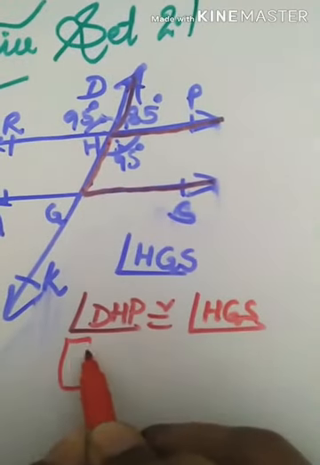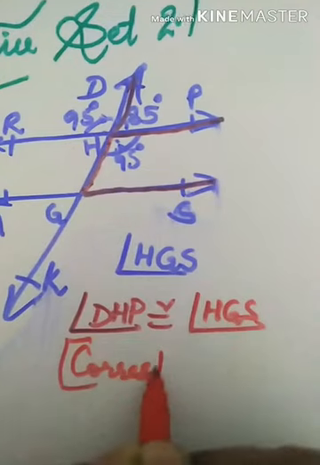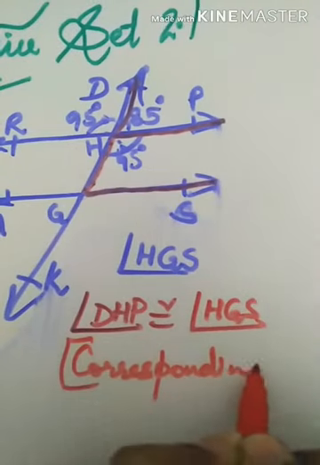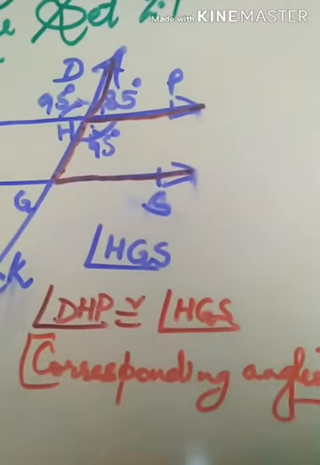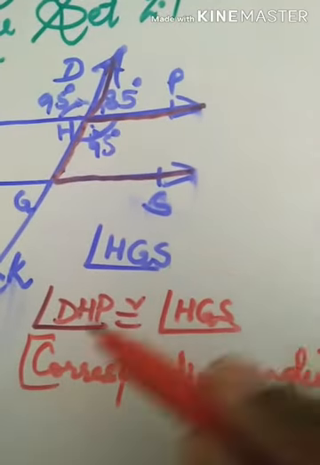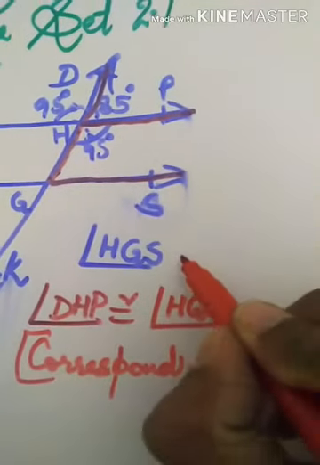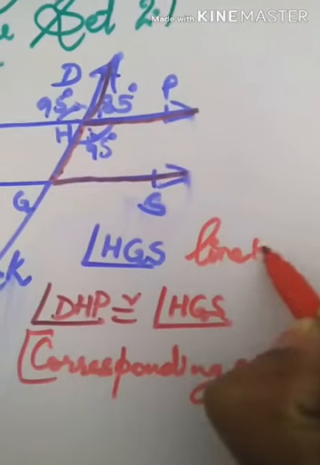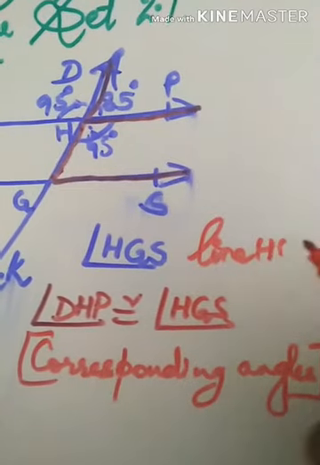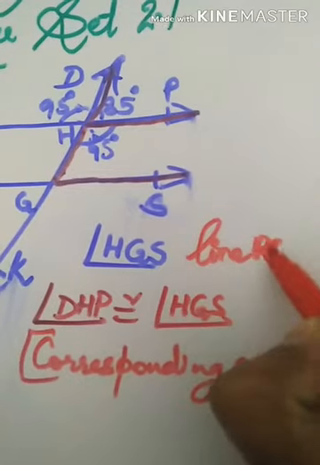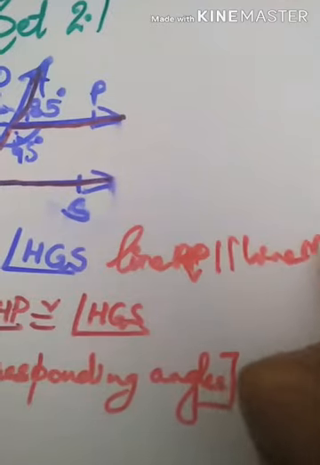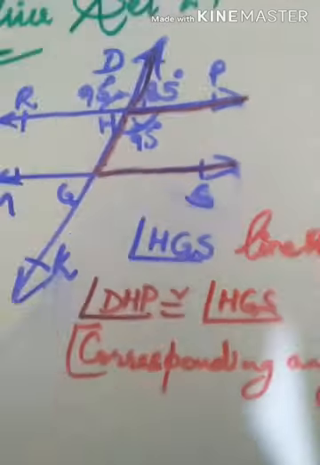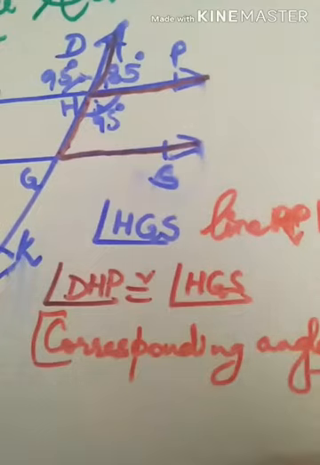Reason? Corresponding angles. Corresponding angles are congruent if lines are parallel. So one thing I missed out. Before we write this step, let us specify that the lines are parallel. Given in the question, no? Write it. Line RP, not HP, line RP parallel to line MS. Specify this step, and then write the name of the corresponding angles which are congruent.